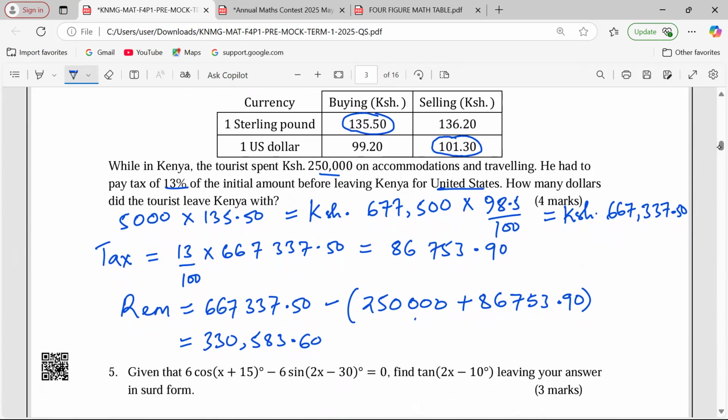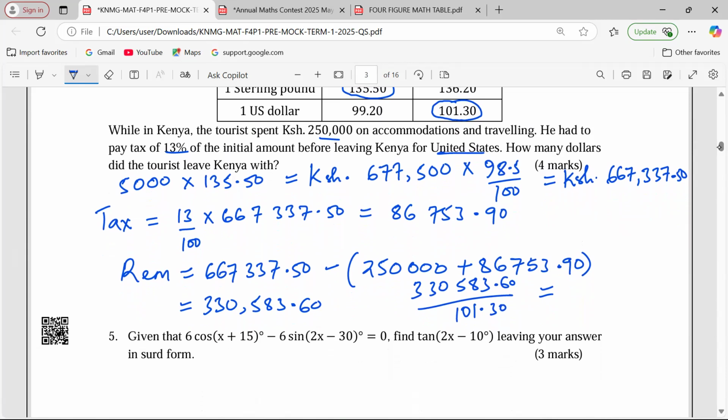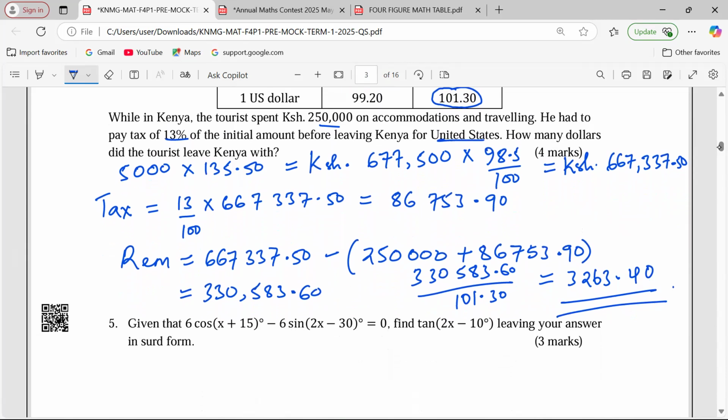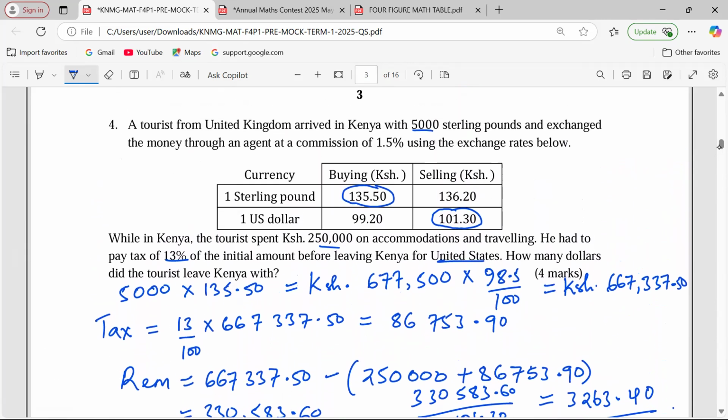So we take 330,583.6 and we divide by 101.30. We will know the amount of US dollars this gentleman is able to buy from the bank because the bank is selling to him. So this now becomes 3,263.40 US dollars. So that is the amount in US dollars the tourist is going to travel to the US with. That's simple. So you should be able to play along with this language.